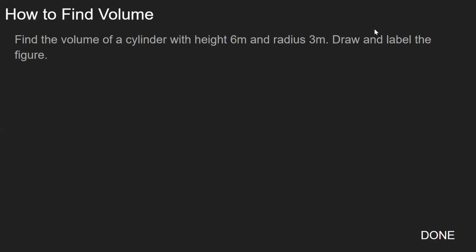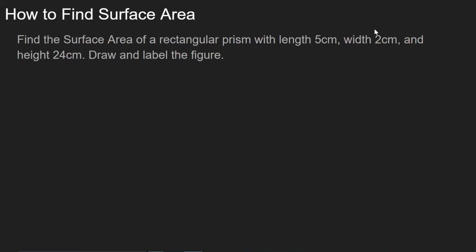Okay, so in this video, I want to talk to you about how to find surface area. So let's find the surface area of a rectangular prism with length 5 centimeters, width 2, and height 24 centimeters. We're going to draw and label this figure as well.